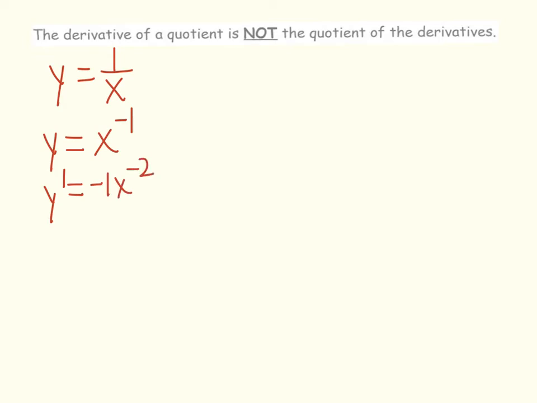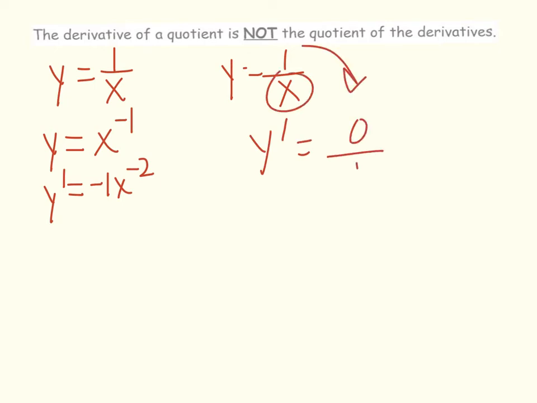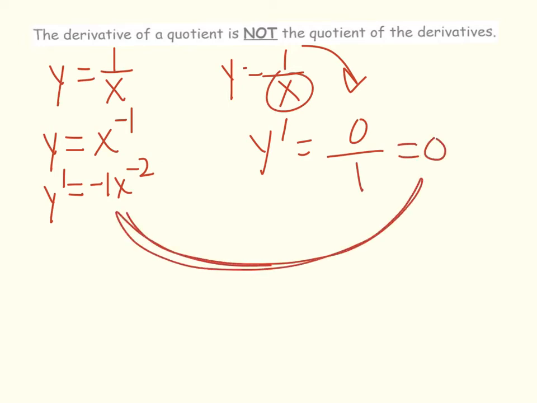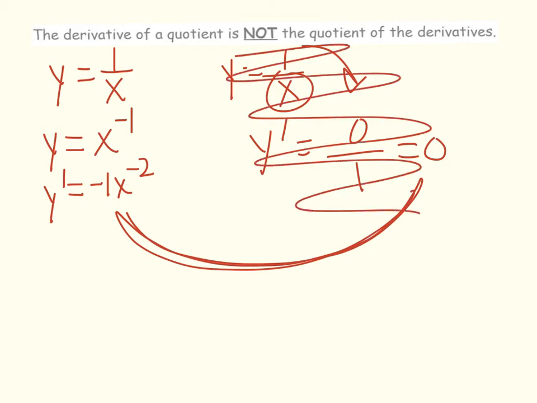If I tried to do this, if I said, you know what, this is a quotient, maybe I could just take the quotient of the derivative. So I would take the derivative of 1, which is 0, and the derivative of x, which is 1, and maybe that would be my derivative. But you can see that those two things are not the same. So this is not okay. So if I want to find the derivative of a quotient, I have to use the quotient rule.